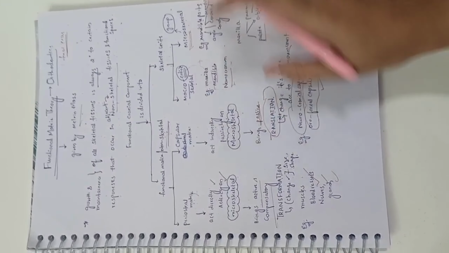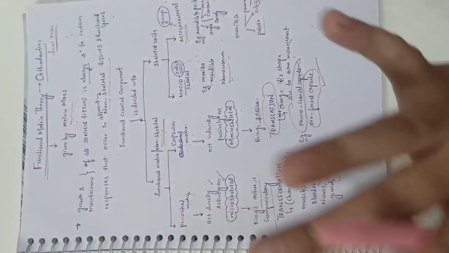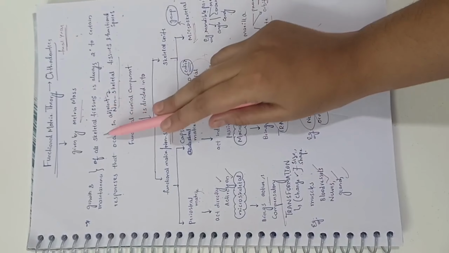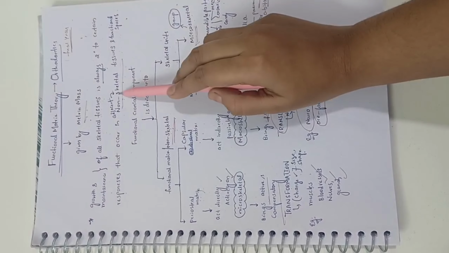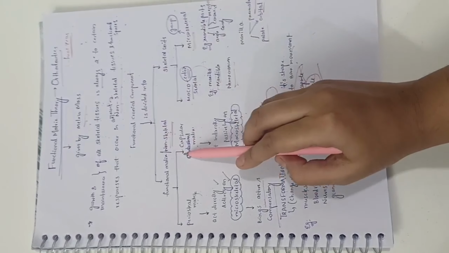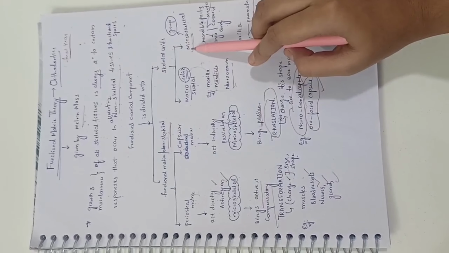So this is the functional matrix theory. The main concept of the theory is that skeletal tissue growth occurs due to the response of the non-skeletal units. So these are the non-skeletal units and these are the skeletal units.